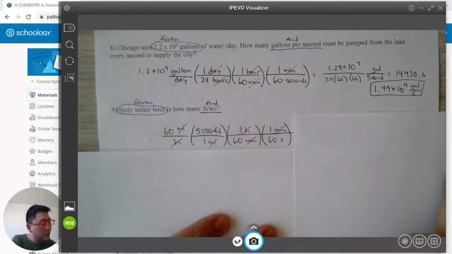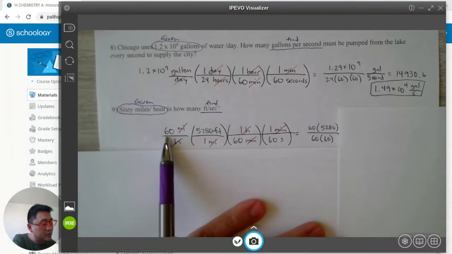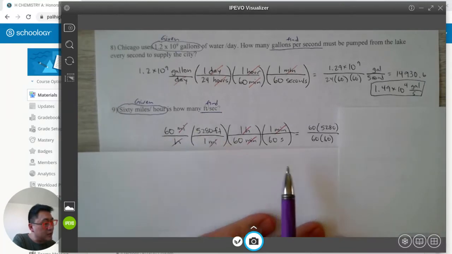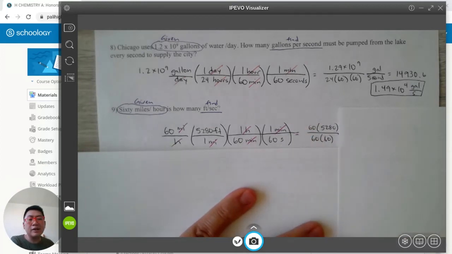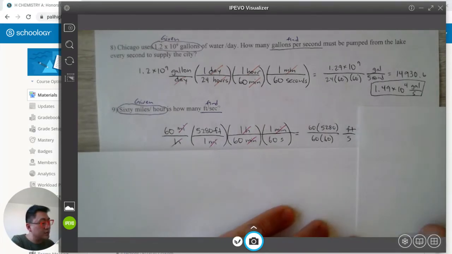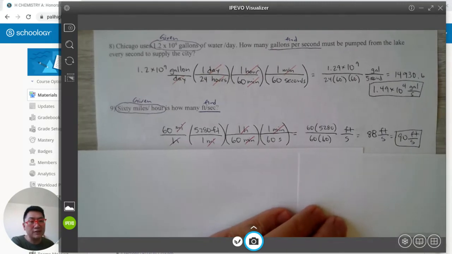Or multiply everything on top and divide by everything on the bottom. Everything on top would be 60 times 5,280 divided by 60 and 60. Type that all in a calculator and see what you have. Oh, and the units were feet over second. So what you should have in a calculator was 88 feet per second, or 90 to 1 sig fig.